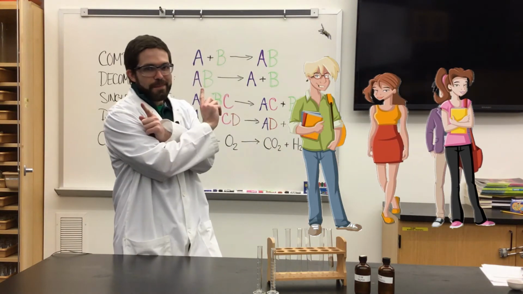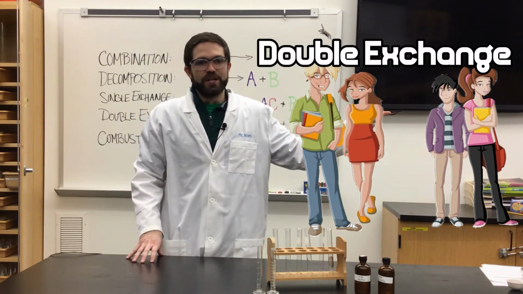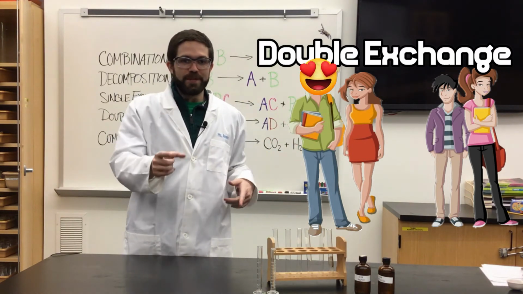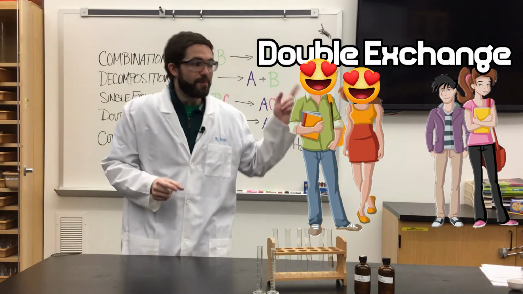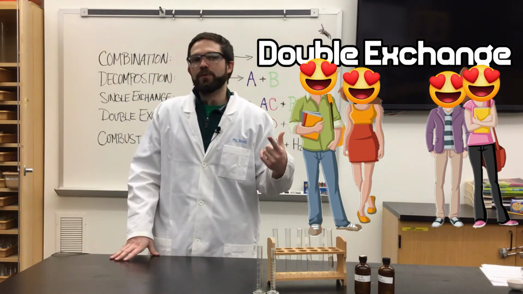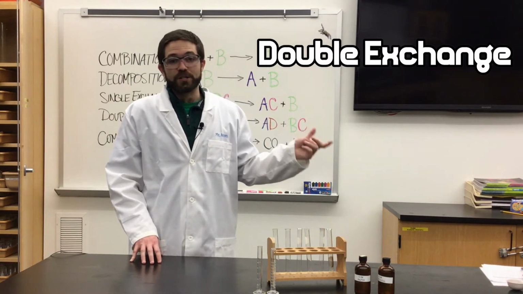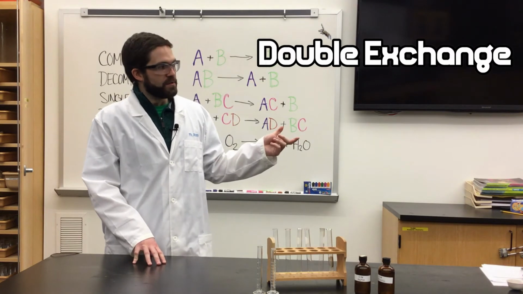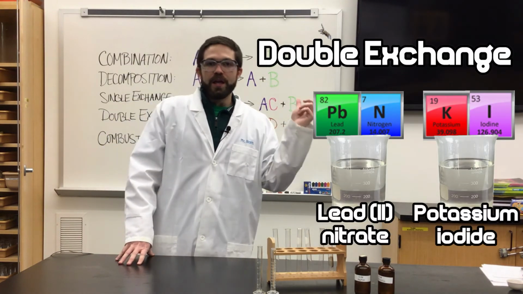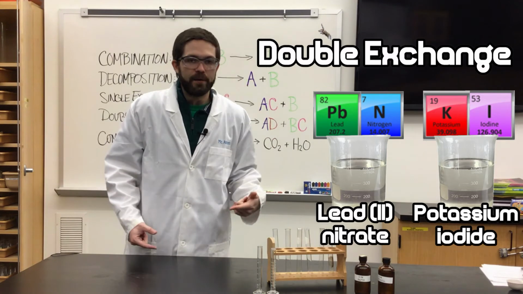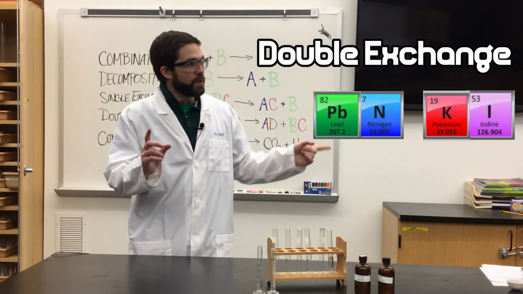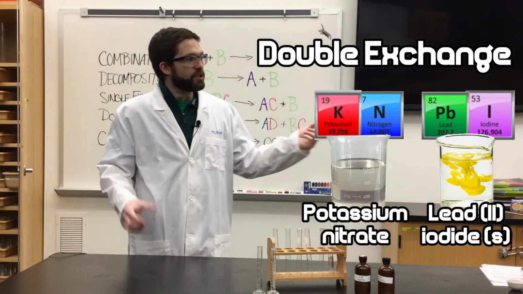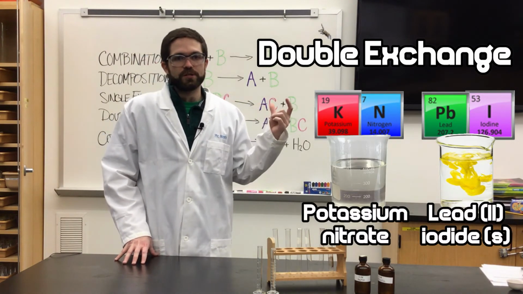The double swap, right? In a double exchange reaction, both chemicals are swapping partners. So you're going to end up dancing with the person that you really want to be with, and your best friend's going to end up dancing with the person that they really want to be with. In a double exchange reaction, my compounds are going to do the same thing. You'll start with two compounds. Each has a partner. Each is paired up in an ionic compound. But those ionic compounds are going to switch places. They're going to swap partners. That's why we call it a double exchange, because two ions are exchanged.